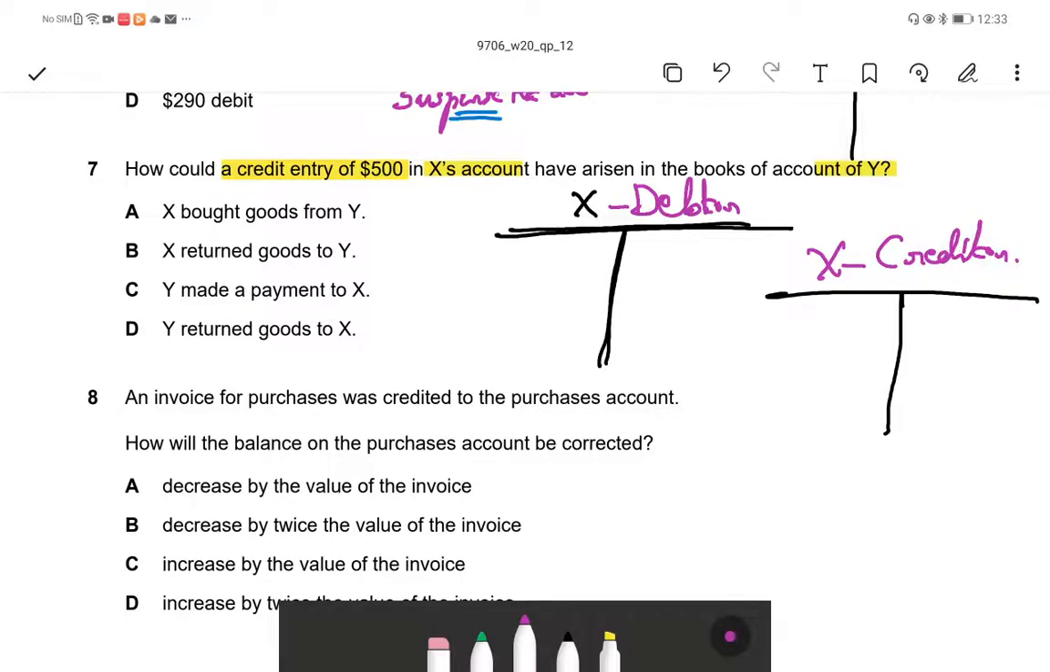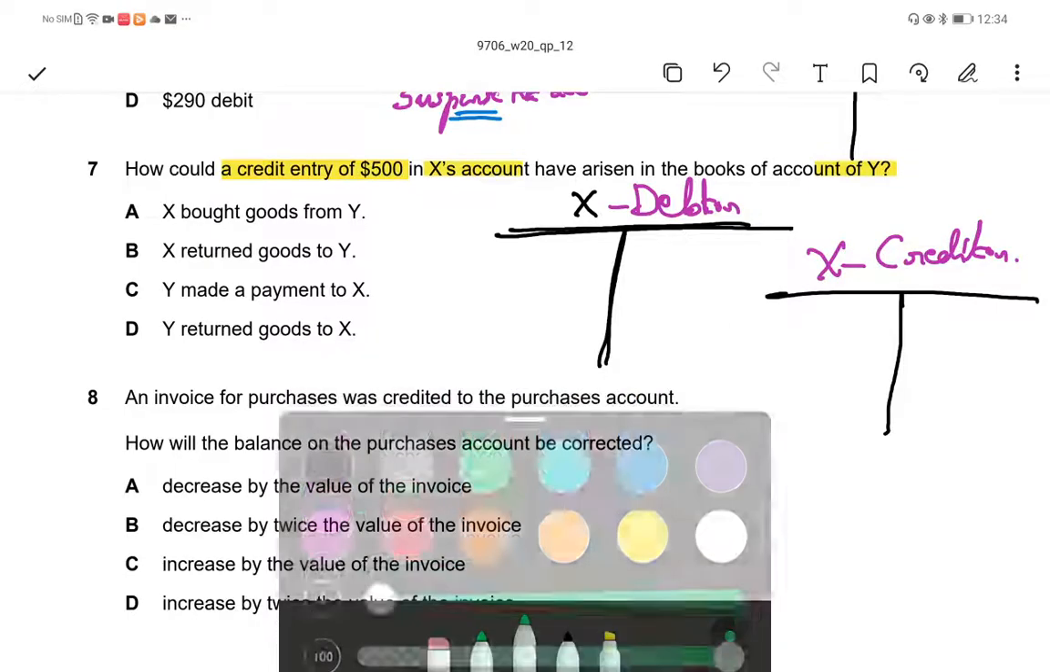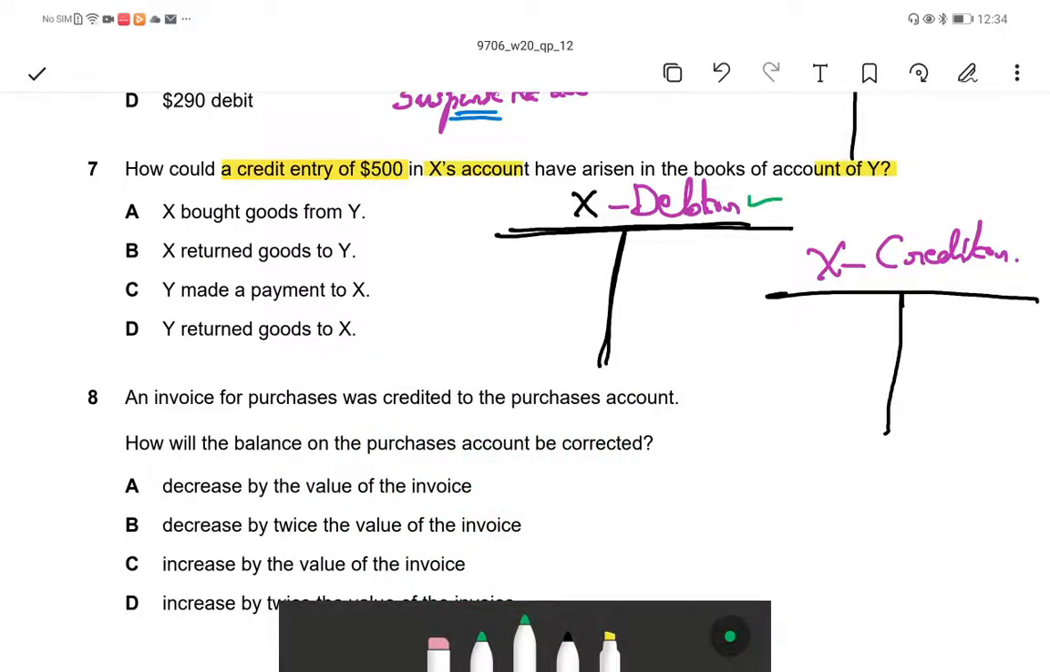So let's see how it is coming. There is a credit entry of 500. X bought goods from Y. If X is purchasing goods from Y, it means X is a debtor. So if X is purchasing goods, it is the debtor, and the debit balance will increase. So option A will come on the debit side. So for a credit entry, the first option is wrong.